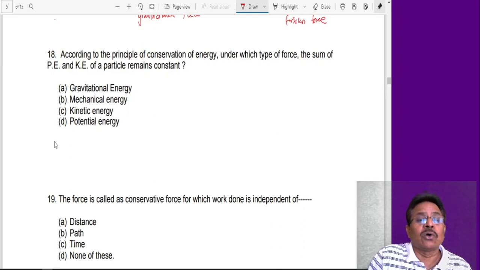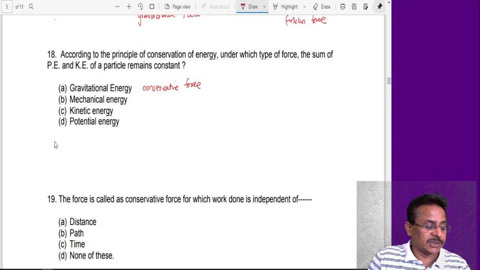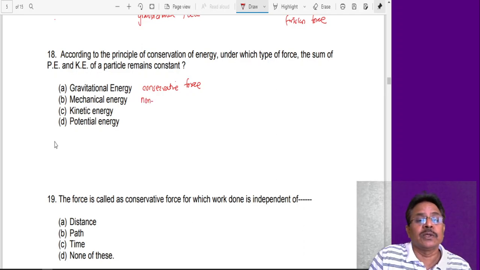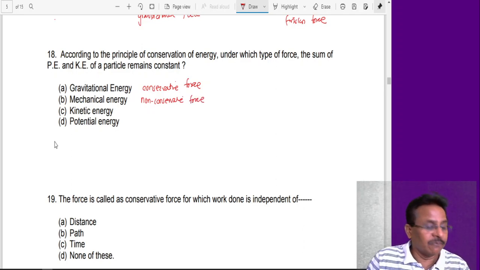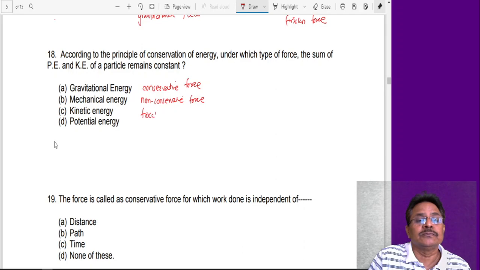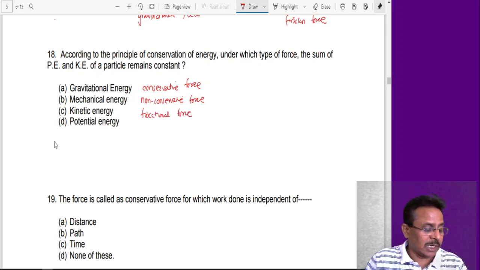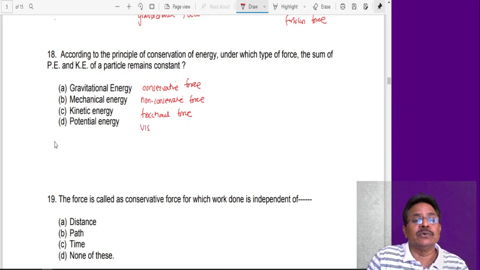First option is conservative force. Second option is non-conservative force field. Third one is frictional force, and fourth one is the viscous force. So these are the correct options.